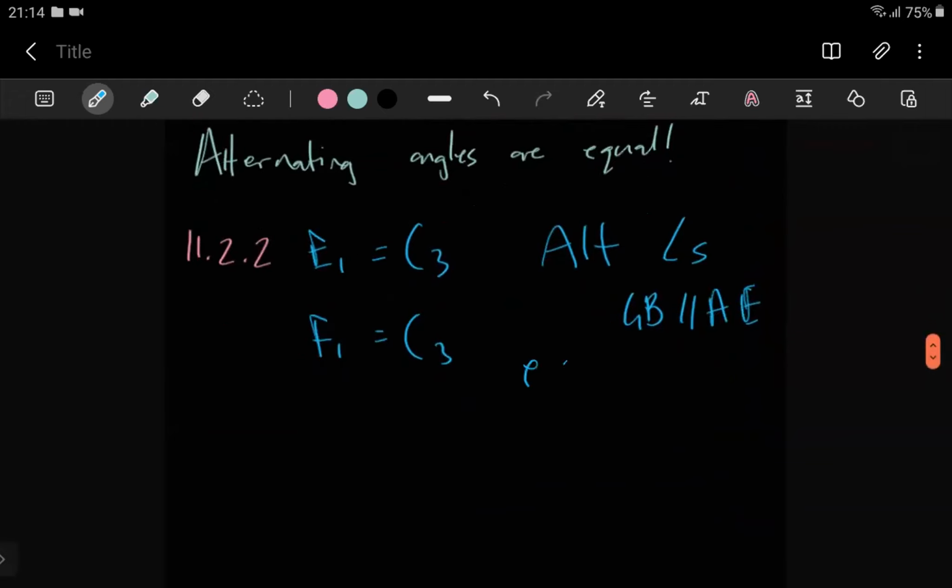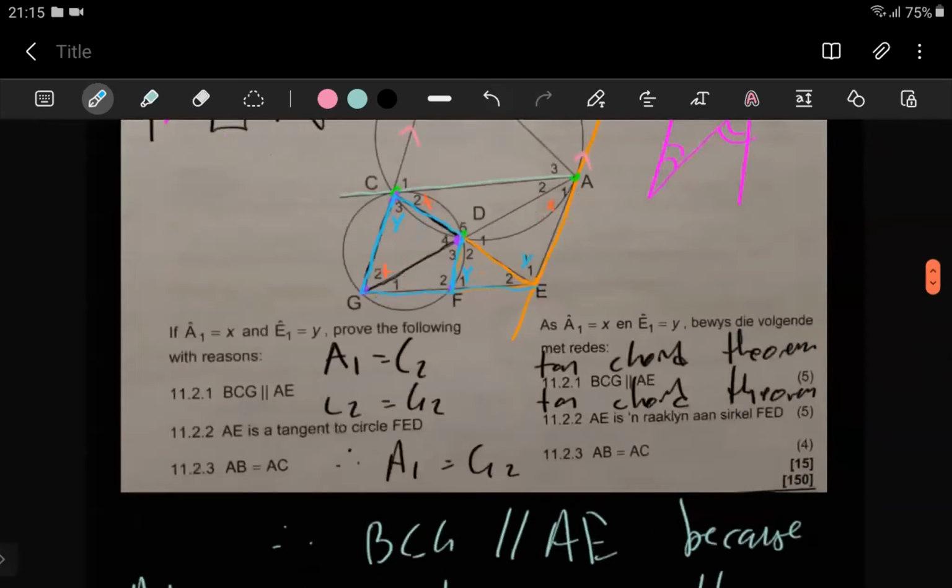The reason is exterior angle of cyclic quad. Yes, this is an exterior angle of a cyclic quad.